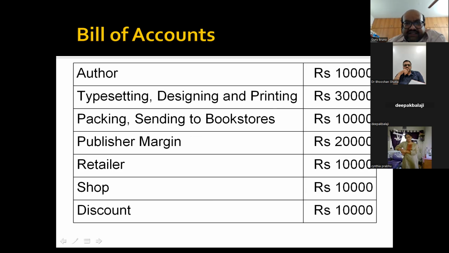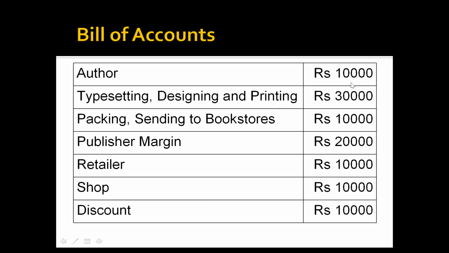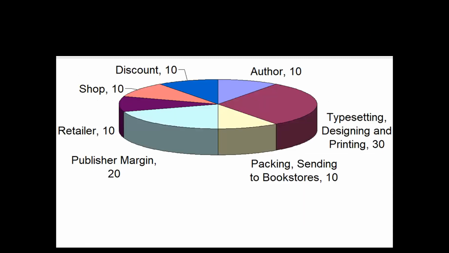So, the author will get 10,000 rupees for the book. The typesetting, designing and printing will cost 30,000. Packing and sending to the bookstores will cost 10,000. A publisher will get a margin of 20,000. The retailer or the distributor will get a margin of 10,000. A shop will get a margin of 10,000. There will be a discount of 10,000. That is the 10% discount which we normally see.